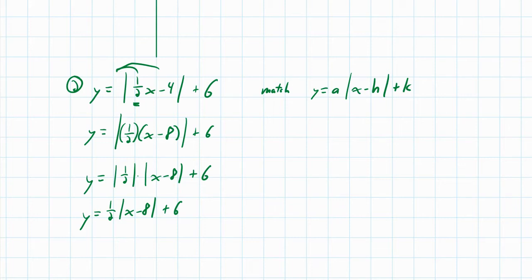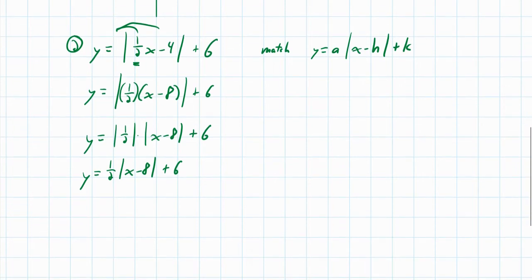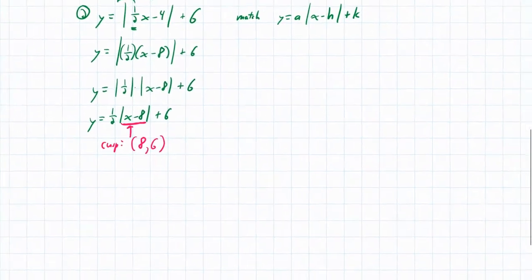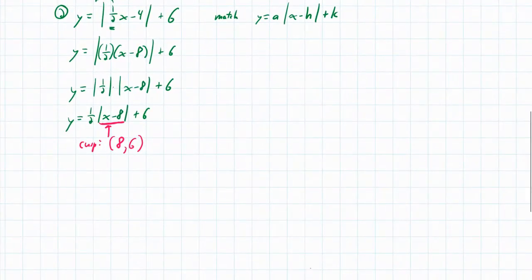So what this does is it tells me that the cusp of this graph is going to be the value that I plug into this middle that's going to make the inside of the absolute value become 0. That cusp is going to occur at an x value of 8. When you plug 8 in, you get 0 times 1/2, you get 6 out. This tells me that the cusp is going to occur at 8, 6.